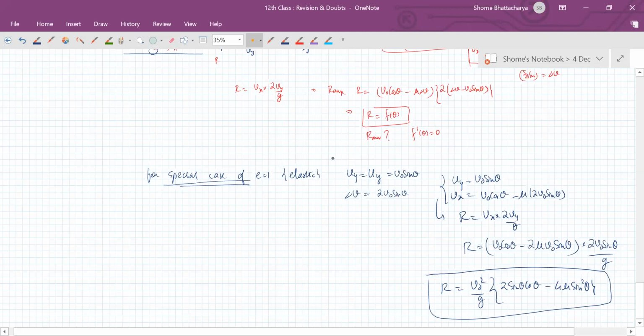Otherwise, if you take the general case, then it's also a function of the coefficient of restitution. So it also depends on that ratio of delta V and V naught. In this case, that ratio of delta V and V naught is 2. So you'll get a specific value of theta, which Ganesh you have calculated. So I'll just put up that value.